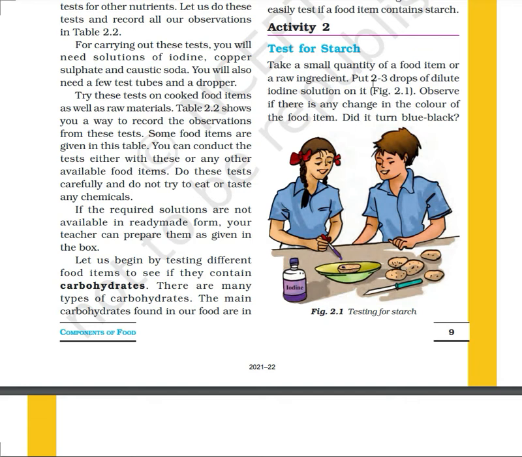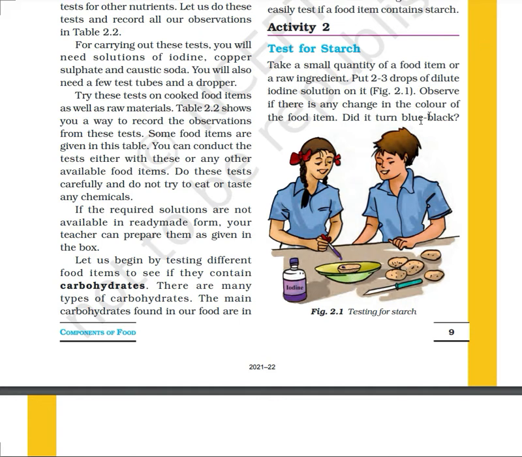Just cut the item and put 2 to 3 drops of dilute iodine solution. You can find this in your school laboratory. After this wait for some time, a second or a minute. After this the potato, the portion on which the drop is dropped, would turn blue-black.